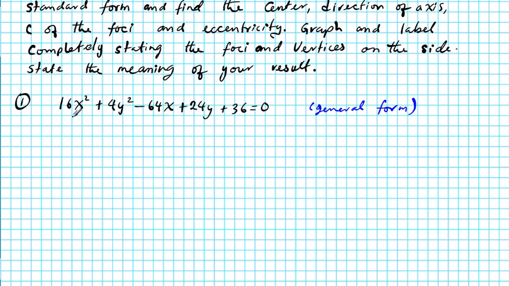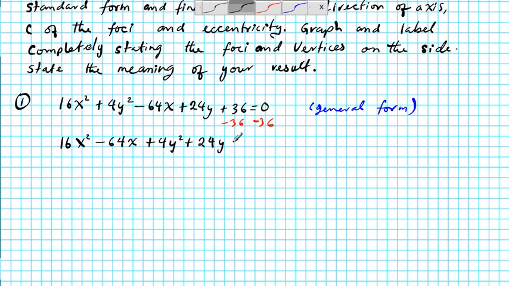So to do that, what I'm going to do first is place the x's together, the y's together. So I'm going to have 16x squared and minus 64x. These are the x's together, and then plus 4y squared plus 24y. Alright, this 36 is neither an x nor a y, so I'm just going to move it over to the other side. So I'll subtract 36 from both sides, and then it's going to be equal to negative 36.